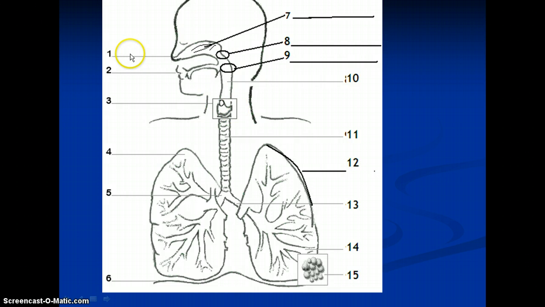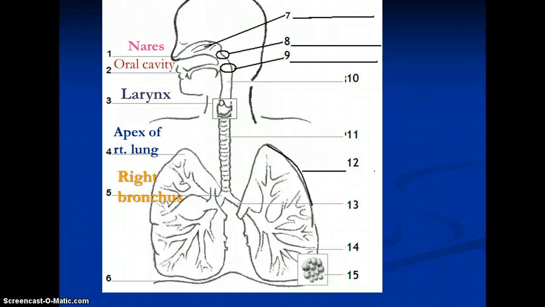Alright, so number one is our nares. Two, also part of the respiratory system but part of the digestive system, is your oral cavity. Three is that chunk of cartilage you can feel in the Adam's apple in men, the larynx, or the voice box. Four would be your apex of the right lung. Five is the right bronchus.